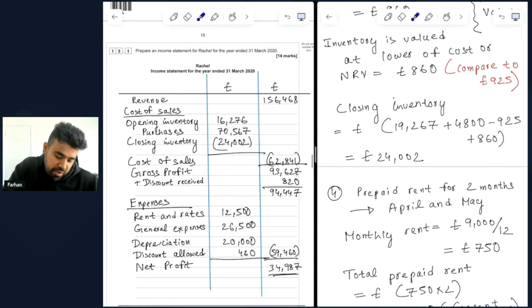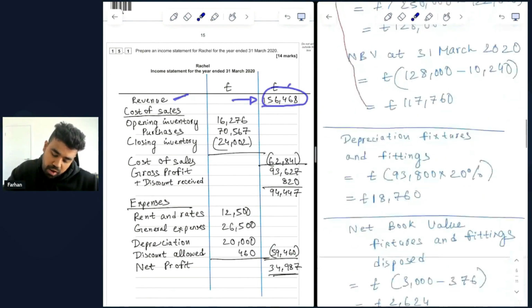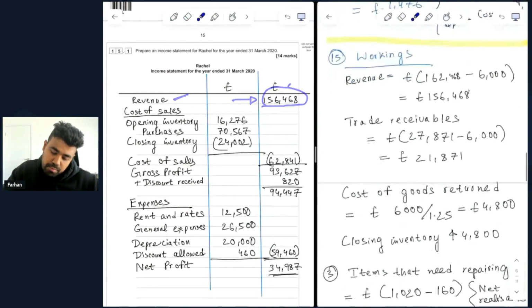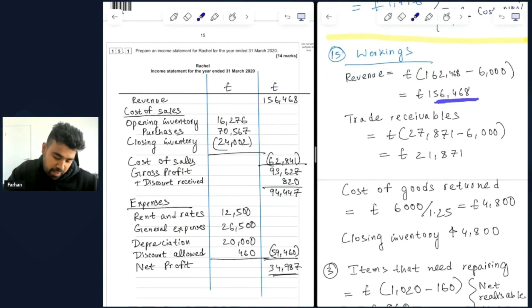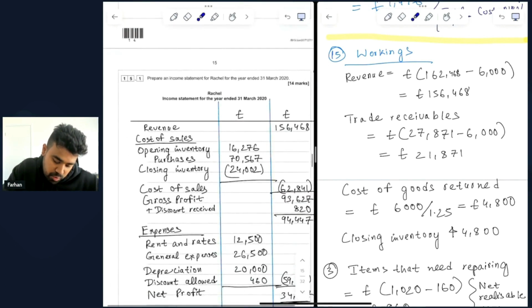So we start with the revenue based on the format that we know of, which is £156,468, something that we have derived based on our calculations at the very beginning. And then we start with the cost of goods sold section. We start with opening inventory. So the opening inventory is given in the trial balance, inventory at 1 April 2019 of £16,276. Then we add the purchases for the year.